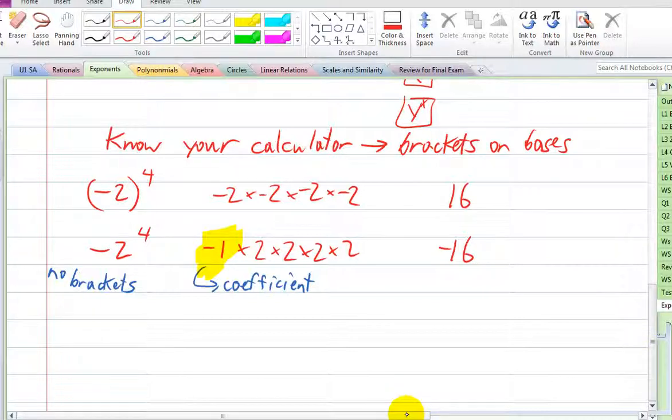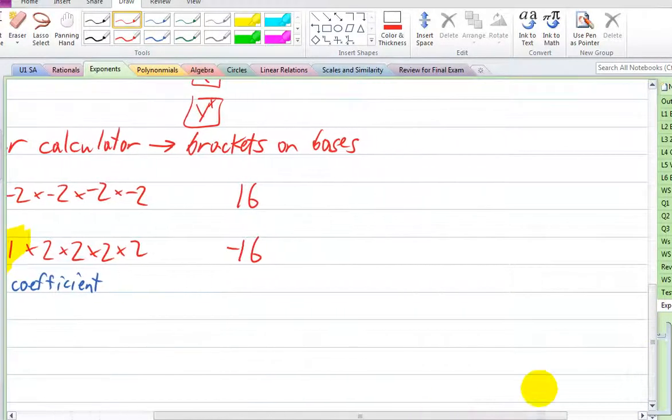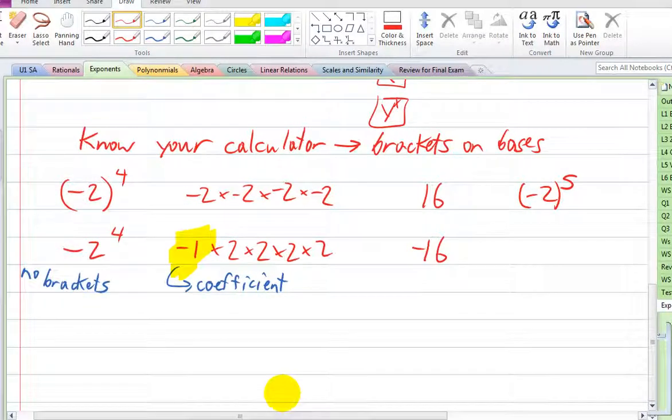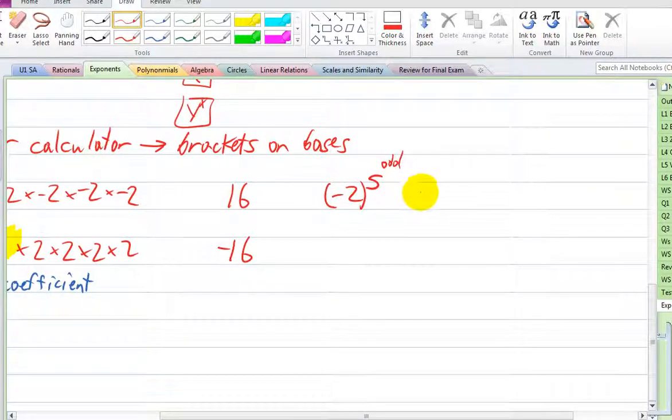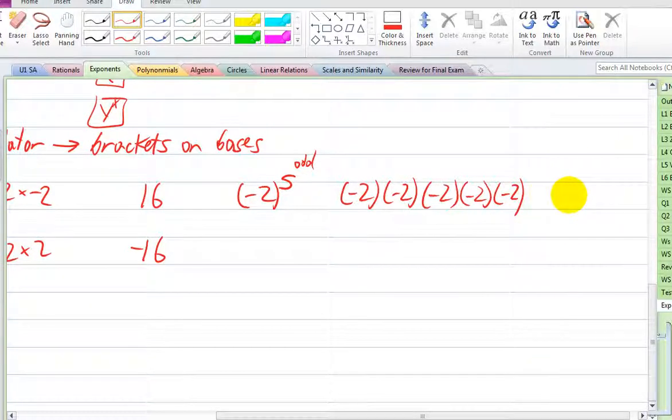So, what we also want to compare it to is this. Negative 2 exponent 5. Here we have an even exponent. Here we have an odd exponent. How many negative signs do you have now? 5. So what kind of final answer are you going to have? Yeah, you have to have a negative 32. Compare, right? Now if you have a negative 2 with no brackets, exponent 5, please write the repeated multiplication.